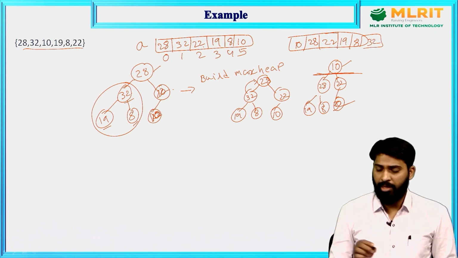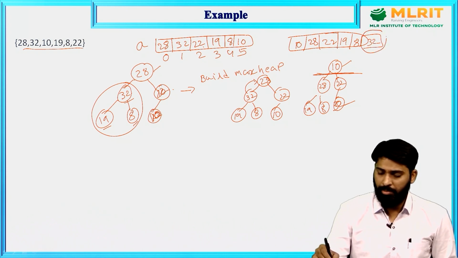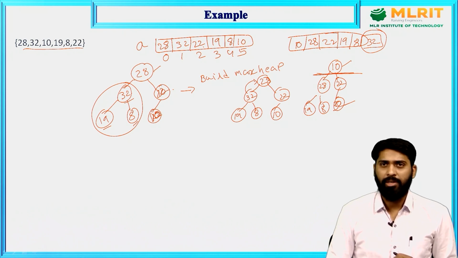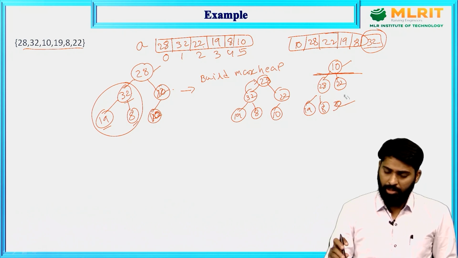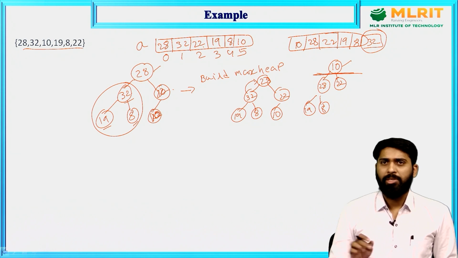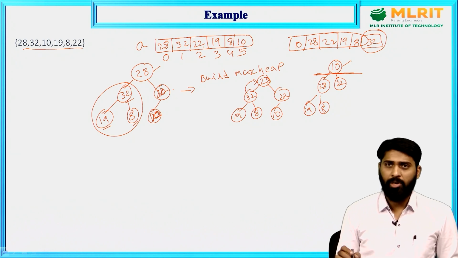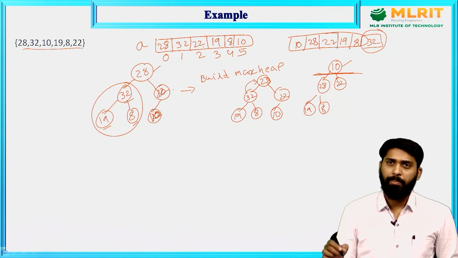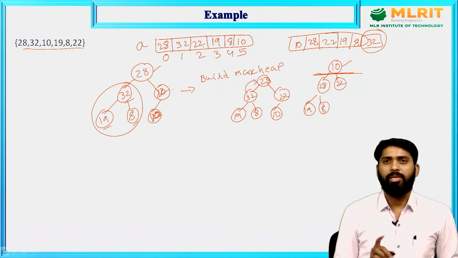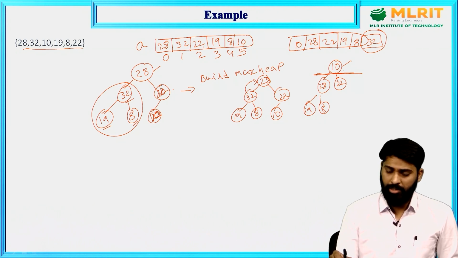Now in first iteration, the largest element is stored at the end of the array. Now remove this and apply same algorithm. Okay, what is the algorithm? So we can repeat until the size of the tree is 1. Okay, now consider this as an input.